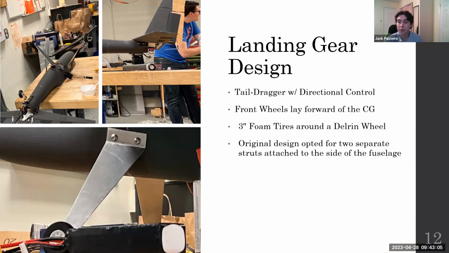We used 3-inch foam tires around a Delrin wheel. These are attached to pieces of sheet metal that were adhered to the plane using strips of basswood on the inside of the plane as well. The original design, again, opted for 2 separate struts attached to either side of the fuselage. This was for increased ease of manufacturing, as well as worried for structural integrity, but you'll see in the future that we actually changed that.